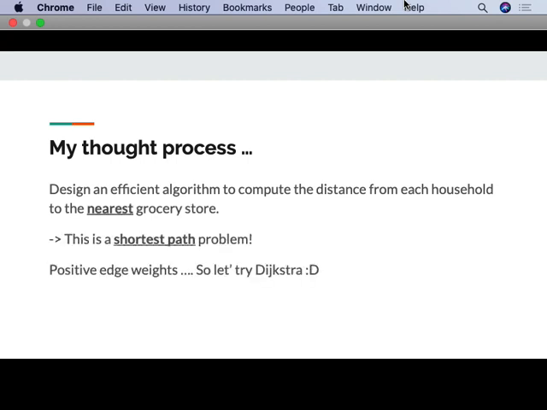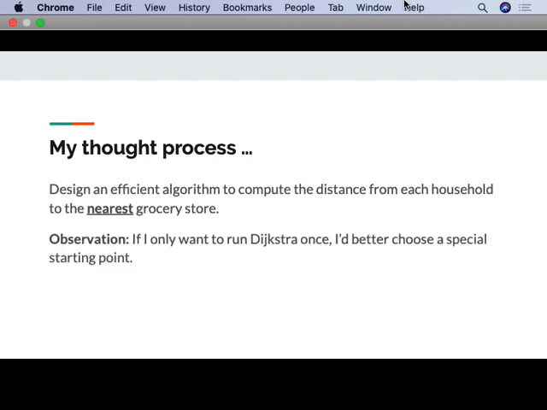So this is, first of all, a shortest path problem, and it has positive edges. Notice that if a question contains negative edges, that is absolutely the sign that you should use Bellman-Ford, because Dijkstra is guaranteed to fail. So if you want to run Dijkstra once, you need to choose a very special starting point. Because if you just start from each household, then you need to run it as many times as there are households. So that's not going to make sense, right?